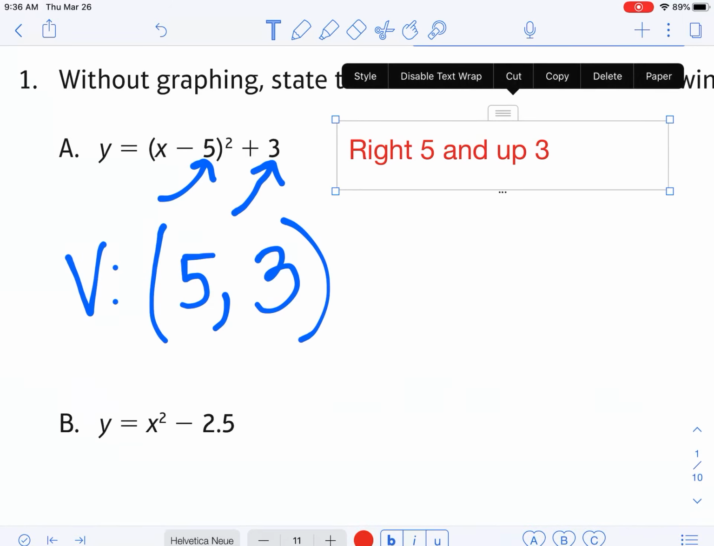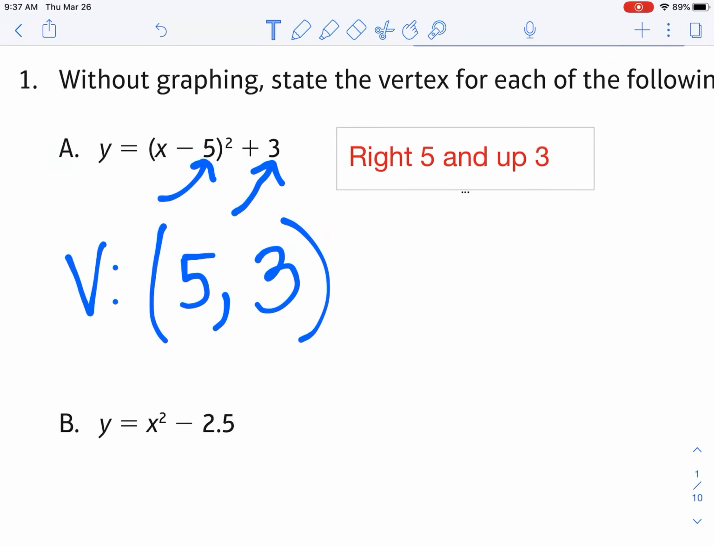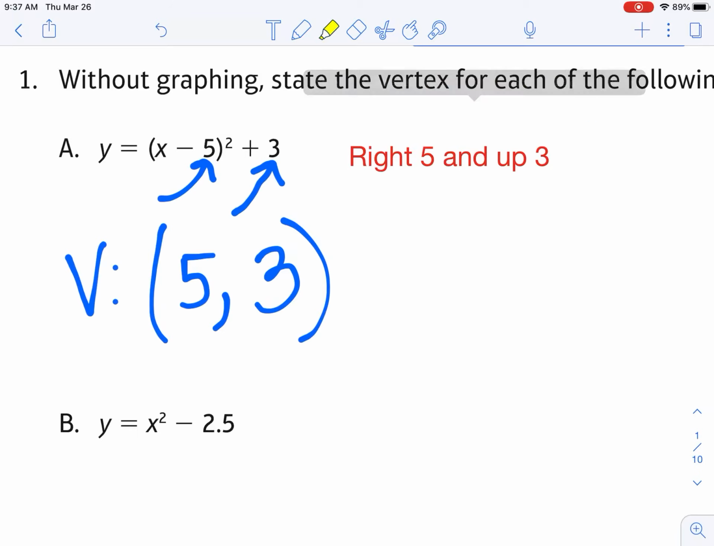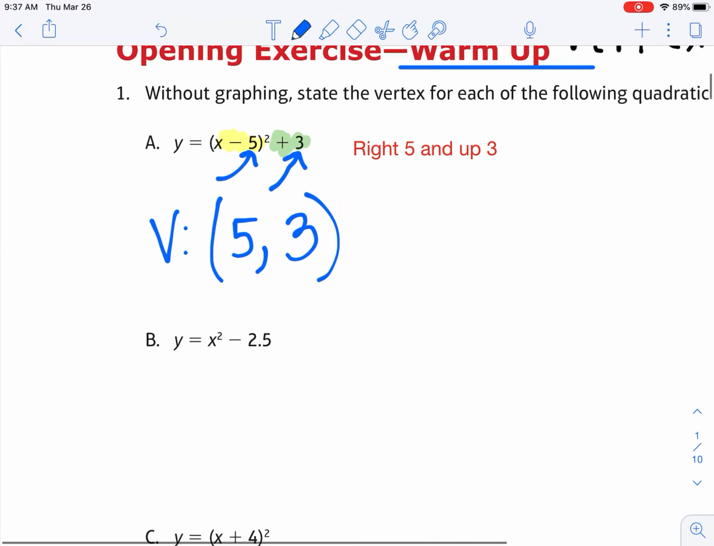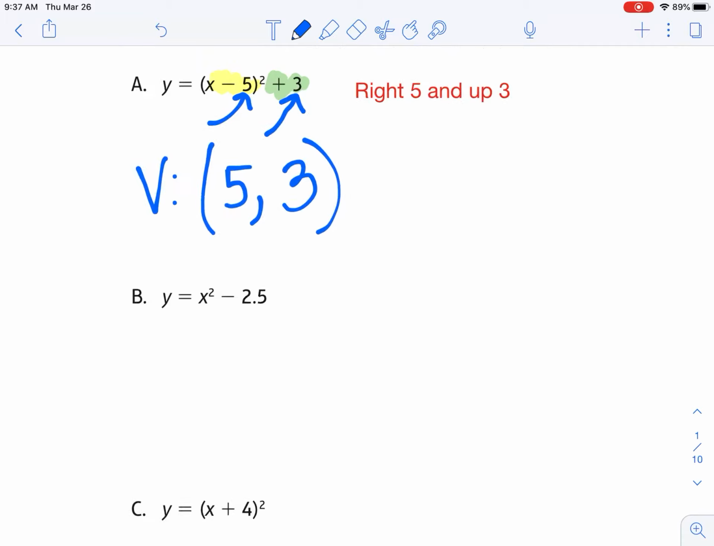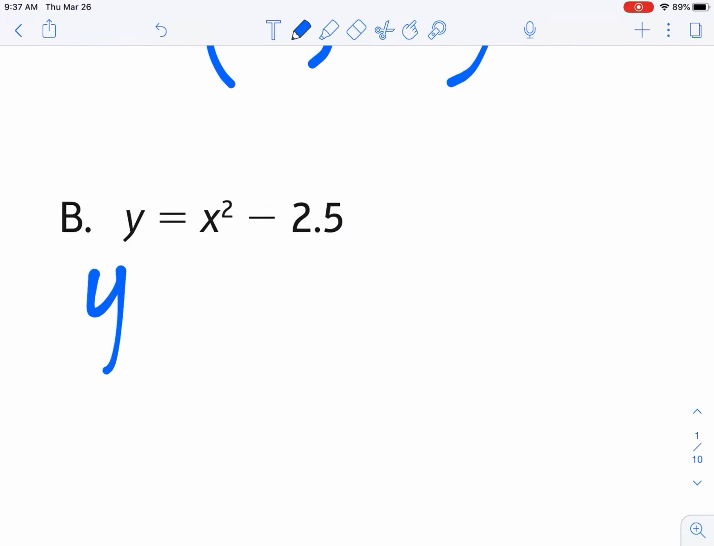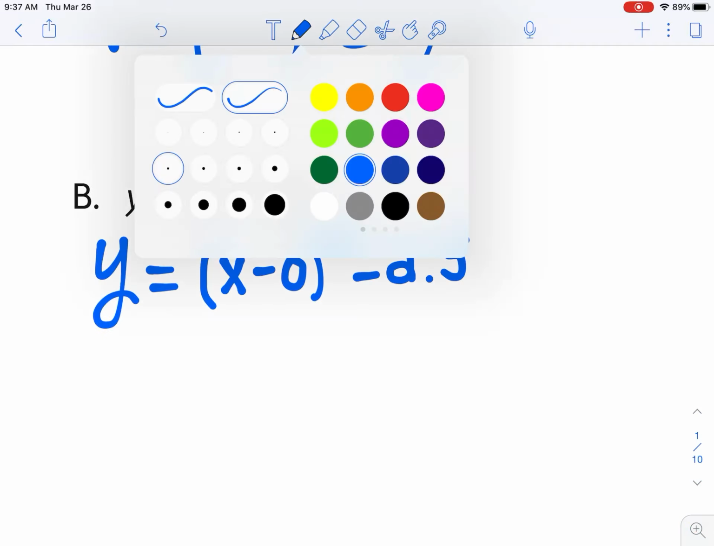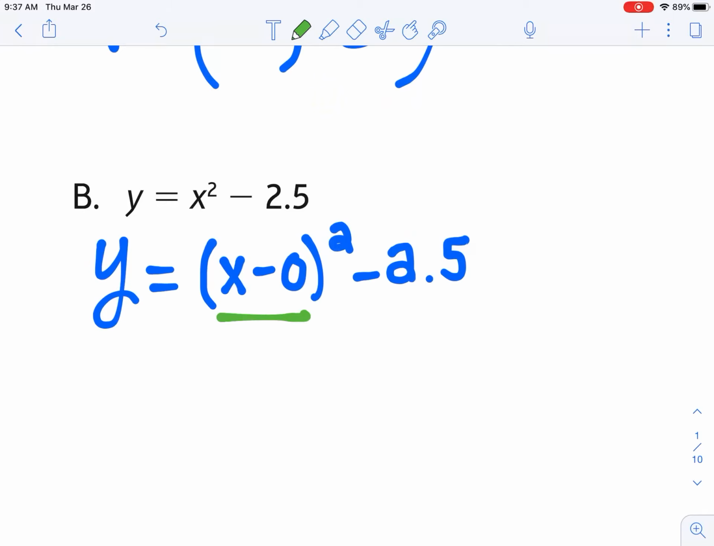Okay, I want you to start seeing the relationships, and we call these transformations. I'm going to start talking to you about those transformations a little bit at a time. If it's happening inside with x, it's moving left to right. If it's happening outside the parentheses in front, that means it's happening up or down. All right, so the next one. The vertex on this might look a little interesting. To show you what this would look like in vertex form, it would be x minus 0 squared minus 2.5. x minus 0 is just x squared, so that's why it looks this way.